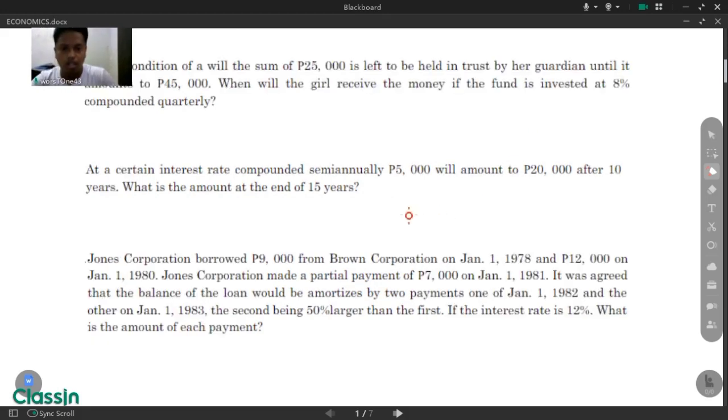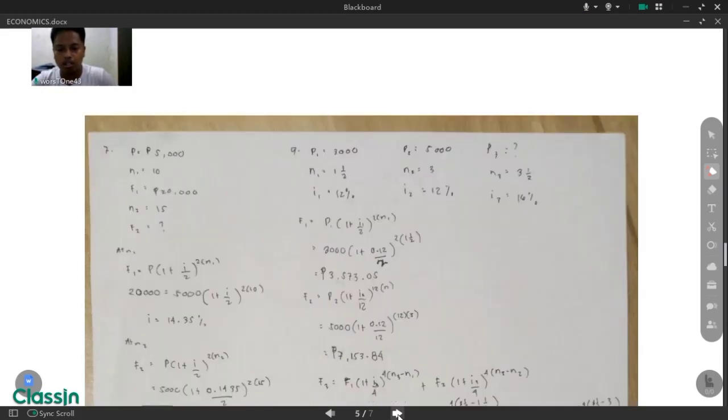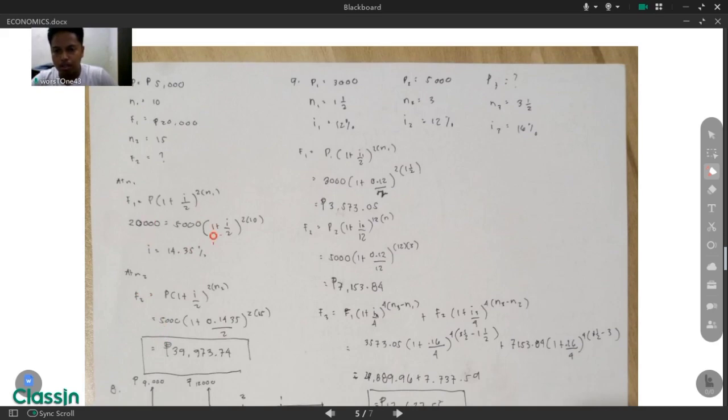So we're going back to the answers. Okay, we have item number 7. Our present worth is 5,000. Our N1 is equal to 10 years, and N2 is 15 years, so F2 is the future worth, and F2 is still missing, and our I. Okay, so first of all, we're going to find the I.